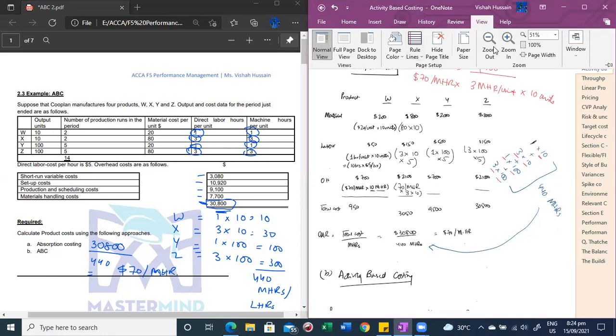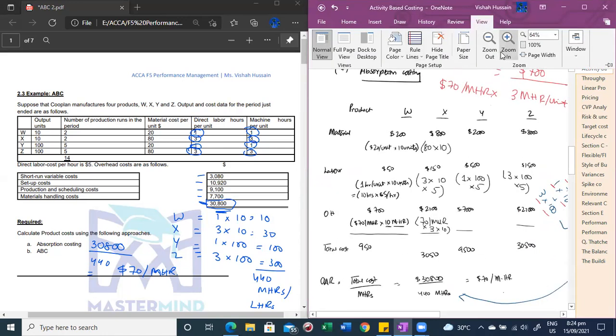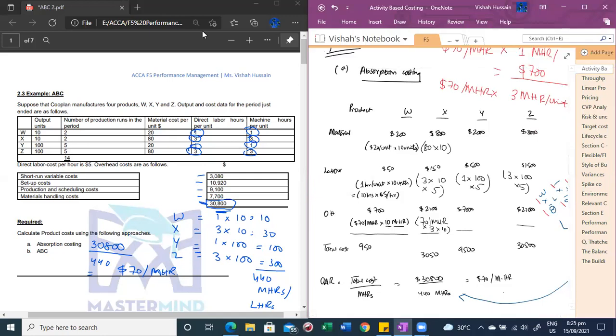Now let's first compute the material cost. If you see over here, I'm muting the mic, you guys. If you have any confusion, you can ask me then so that there's no disturbance from the back end.